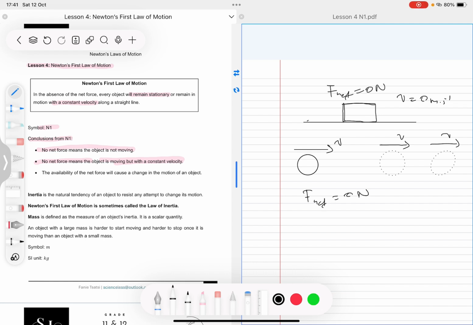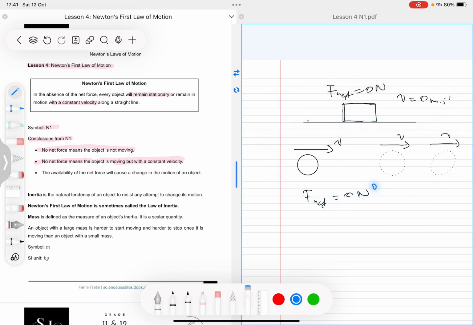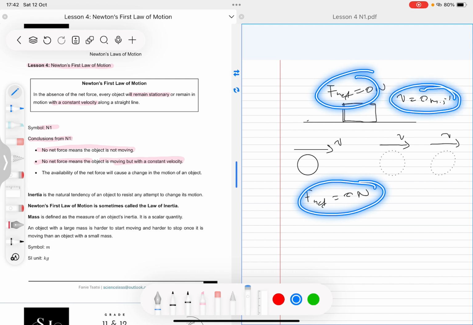newtons. But now notice the difference between these two scenarios, here and this one here. The difference is that the net force is 0 and here the velocity is 0. But on this one we do have a velocity, let's say 2 meters per second, but it does not change.